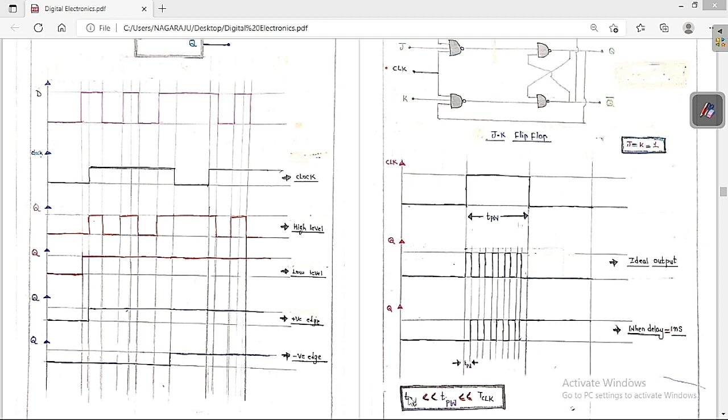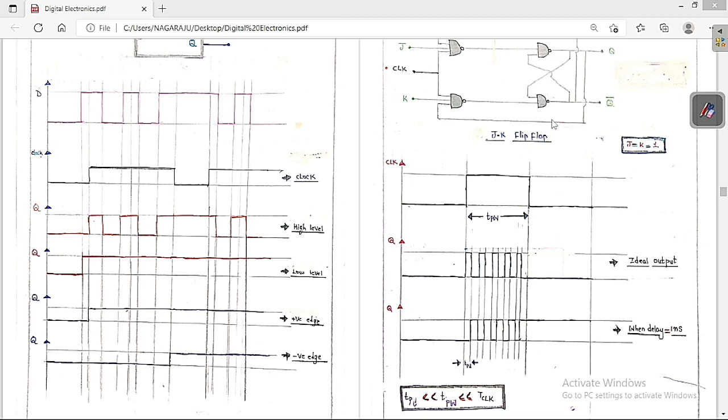You can see clearly the propagation delay TPD is always lesser than the pulse width. So you can see this is the pulse width. TPD is always lesser than the clock pulse. This clock pulse is less than the total time period of the clock. So we can say the propagation delay is lesser than the pulse width of this clock pulse, and it is lesser than the overall clock period. This is the point that you always have to keep in mind.